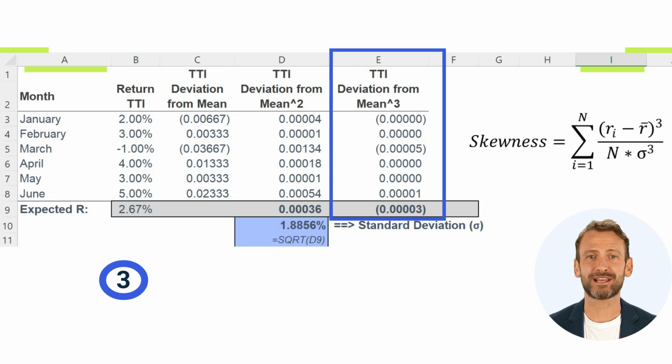As the third step to calculate skewness, we need to cube the deviation of the return from the average return for each month. Then, we sum these deviations raised to the third power. In this case, this sum equals 0.00003. This is the numerator of our fraction to calculate skewness.